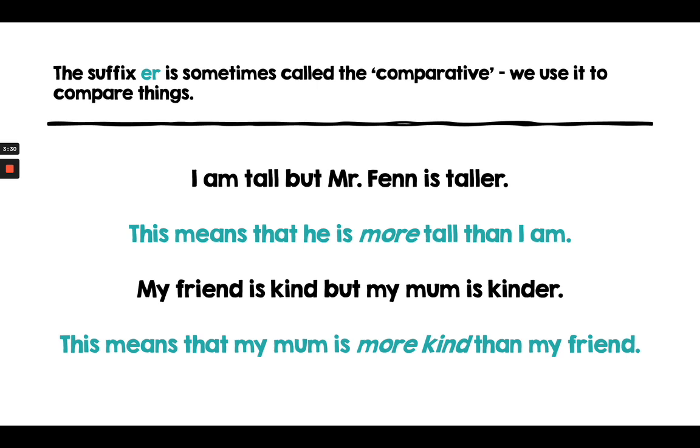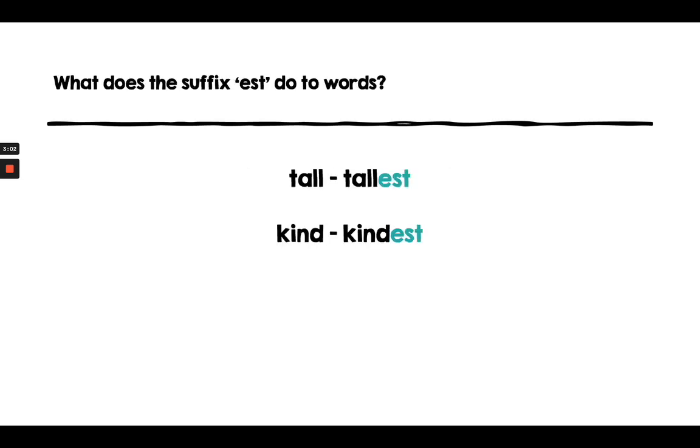For example, I am tall, but Mr. Fenn is taller. So taller means that he is more tall than I am. My friend is kind, but my mum is kinder. This means that my mum is more kind than my friend. So we use the suffix er when we're making comparisons. Okay, taller means more tall, kinder means more kind, shorter would mean more short, tastier would mean more tasty, and so on. The suffix est is related to this one a bit, okay?